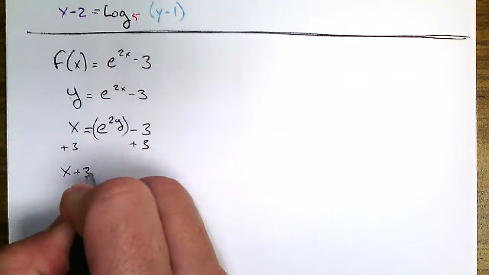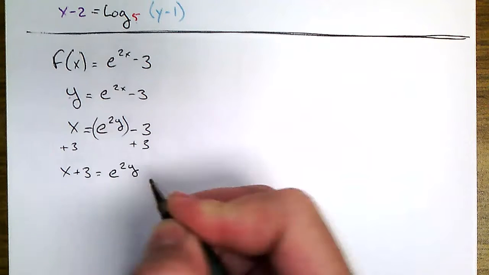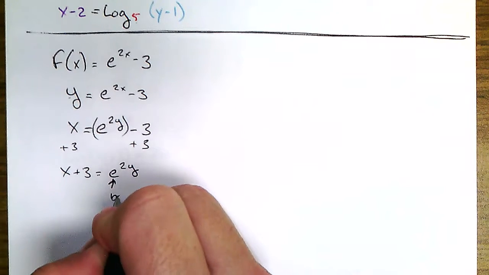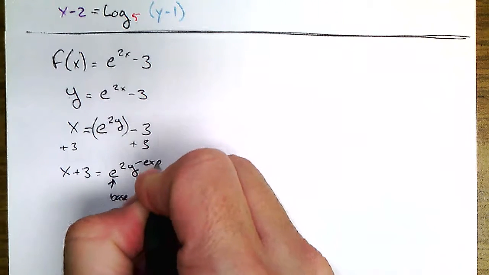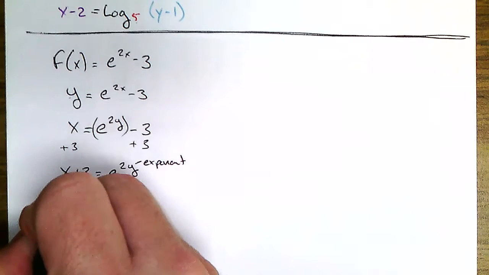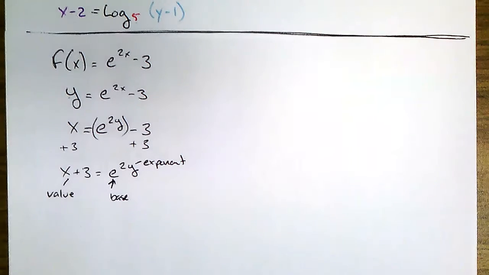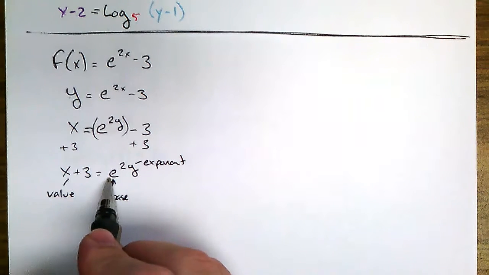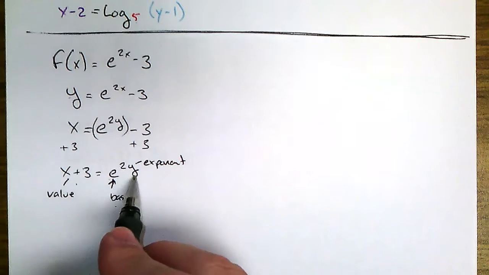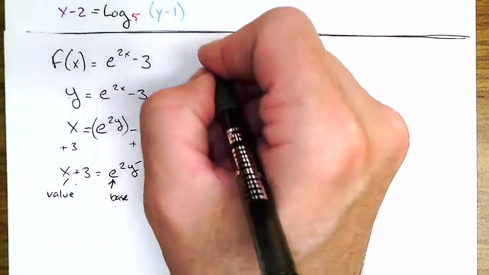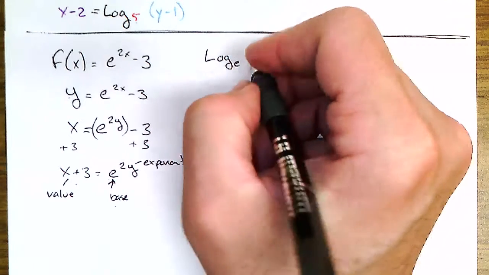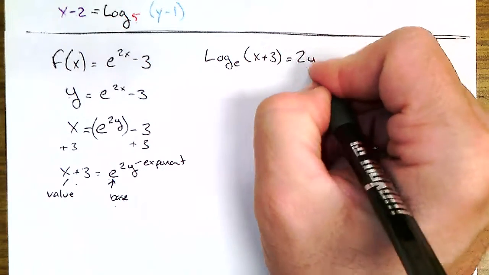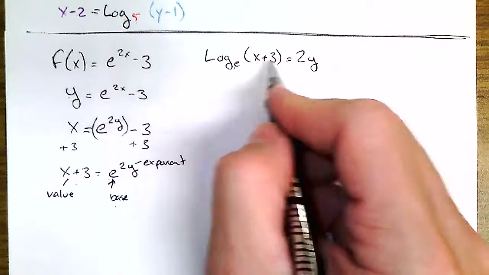And I have x plus 3 equals e to the 2y. Now, remembering from up top, this is our base. This is our exponent. And this is our value. So I can rewrite this as a log function, log base e of (x plus 3) equals our exponent 2y. So let's do that. So we have log base e of (x plus 3) equals 2y. So our base, our value, and our exponent.